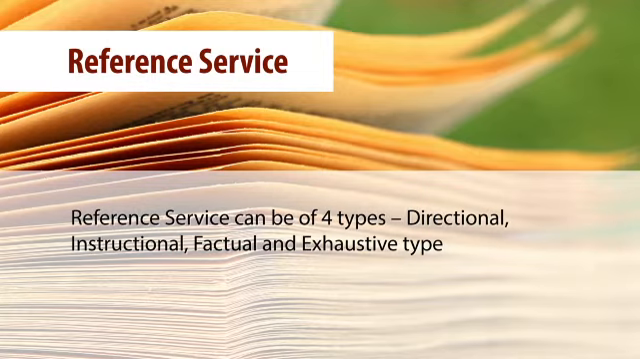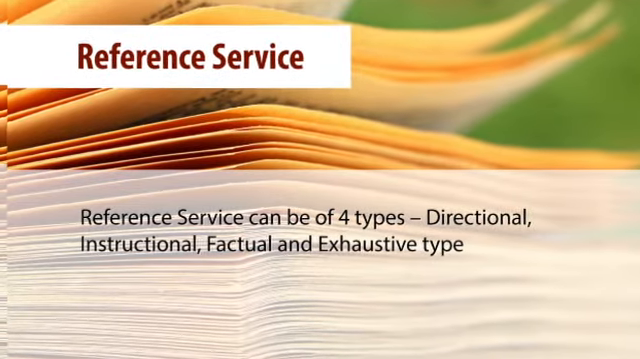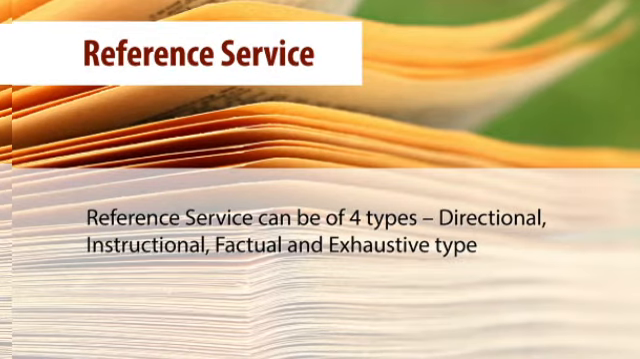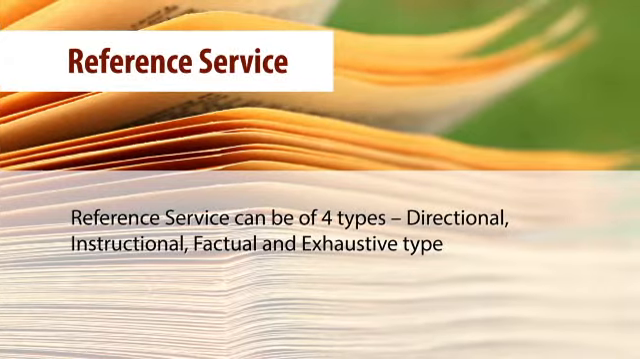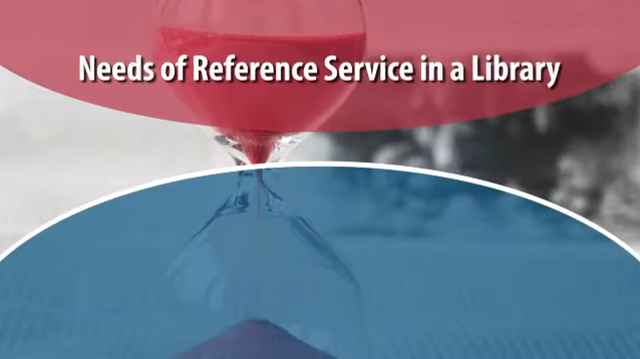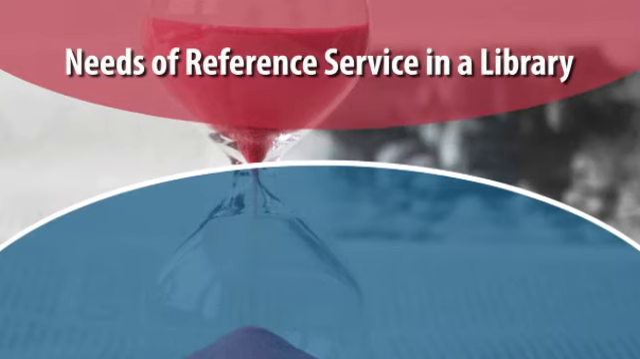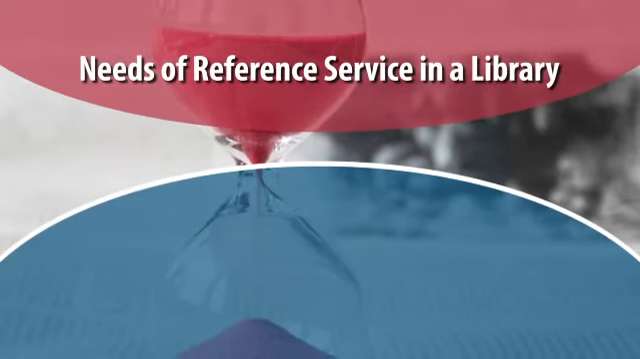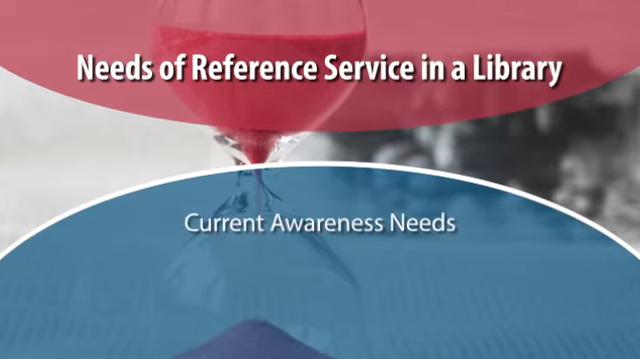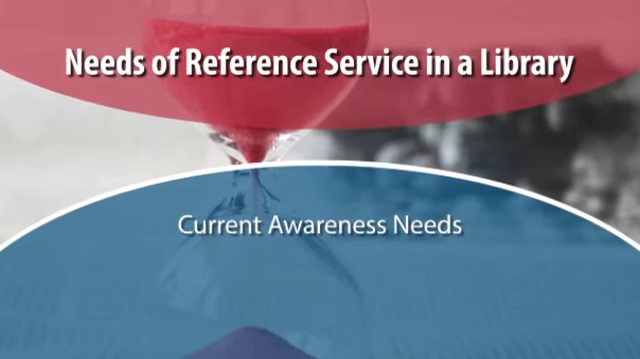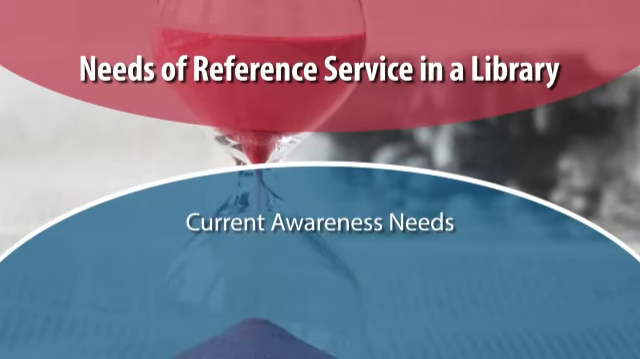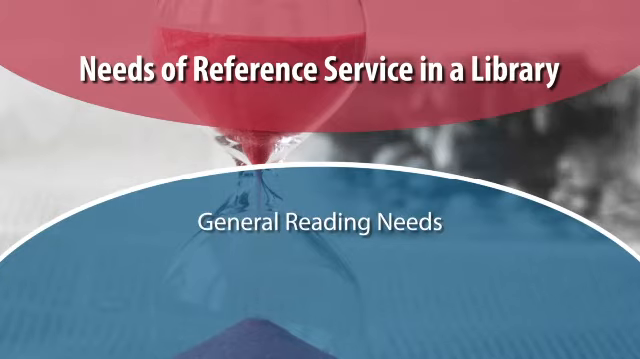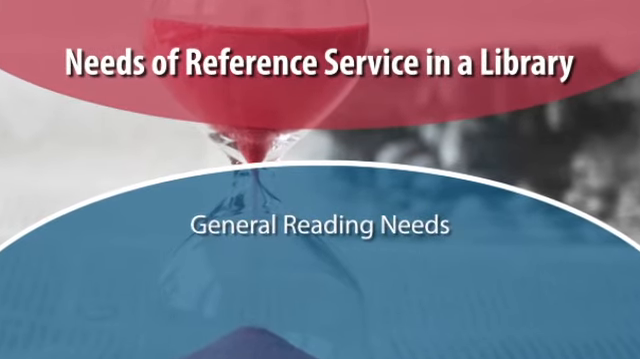Reference service is basically of four types. It includes the directional service, instructional service, factual service, and exhaustive type of service. Why do we need to give the reference service in the library? Reference service is required because we need to provide for current awareness needs. Whatever is current in the library has to be provided to our users. We also help in providing for the journal reading needs of the users.